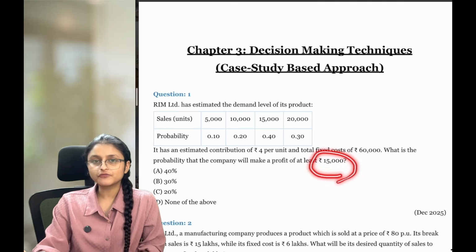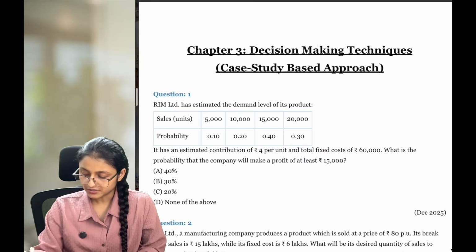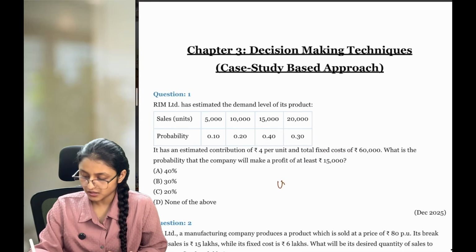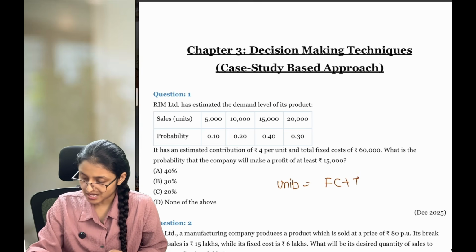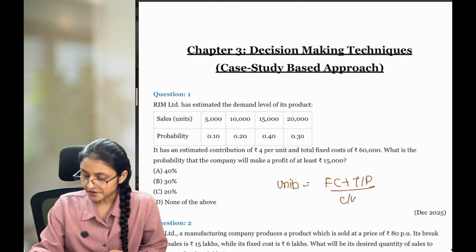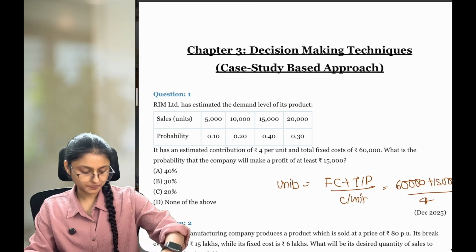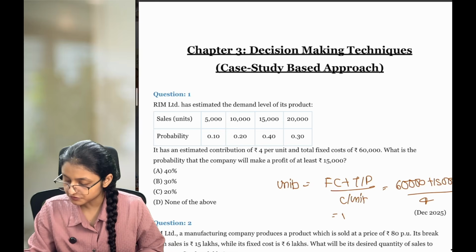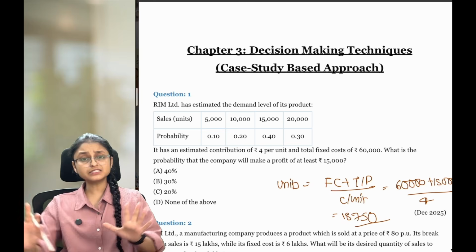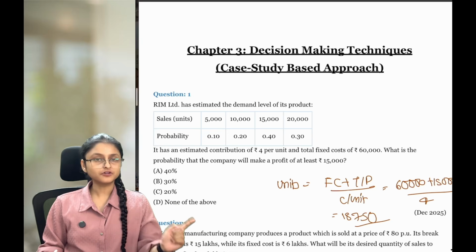So to earn a profit of at least 15,000, first we need to find out the number of units which we need to sell. For that, we are going to use a target profit formula for finding out the units. You need to take fixed cost plus target profit, whatever you want to earn, divided by contribution per unit. Fixed cost is 60,000 plus 15,000 of profit divided by contribution of 4 rupees. So 75,000 divided by 4 is equal to 18,750 units. That means at least 18,750 units should be sold so that you can earn a profit of 15,000 rupees.